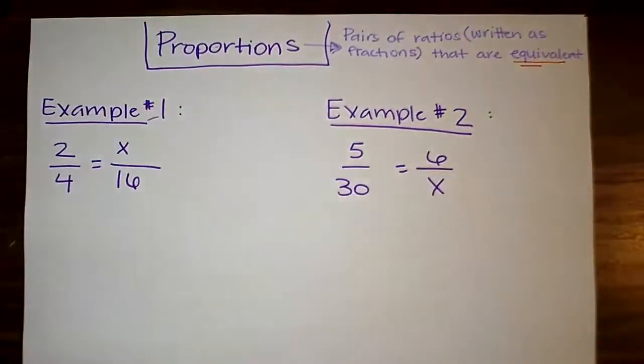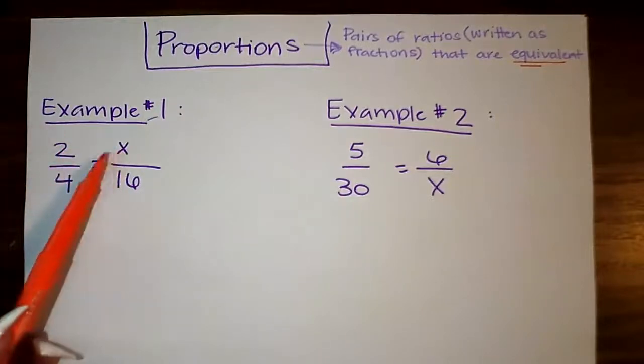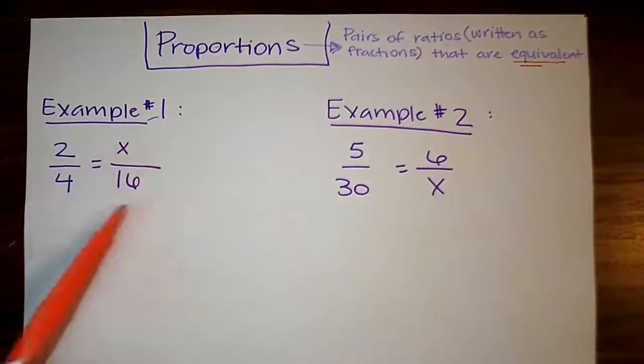Hi guys, today we're talking about proportions, and we want to remember that proportions are pairs of ratios, when we write them as fractions, that are equivalent. So let's look at our first example. I have 2 over 4 as a ratio, and I'm saying that is equivalent to some unknown number over 16.